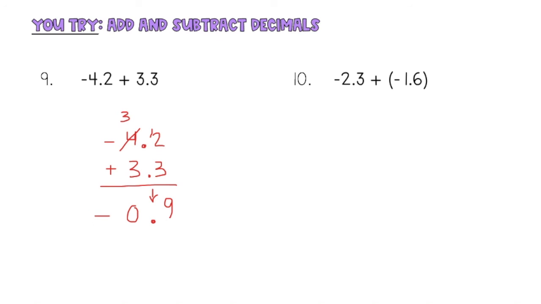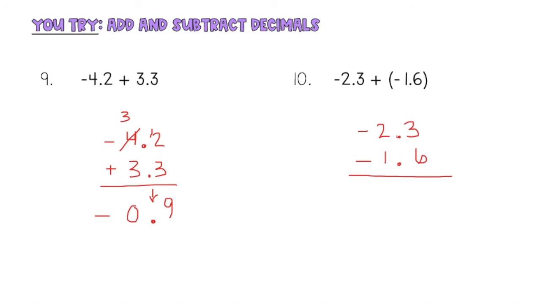For number 10, we have negative 2.3 plus negative 1.6. Both of my numbers are negatives, so when that happens, we have the same sign. We're going to add them together, and we're going to keep the negative sign. So negative 2.3 and negative 1.6. We're getting so far away from 0.